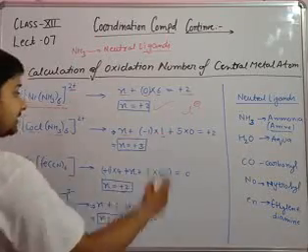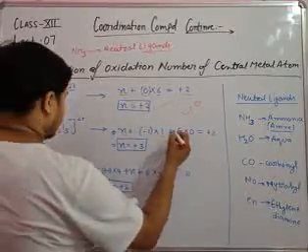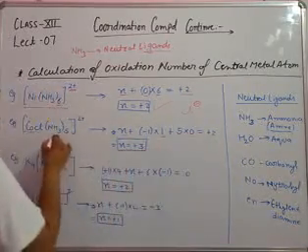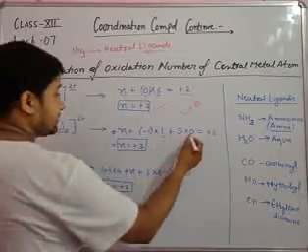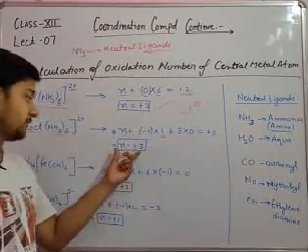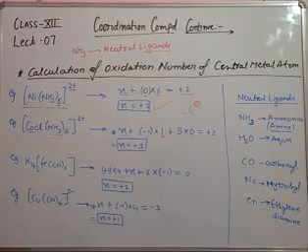So how many Cl are there? 1. Plus the next one is ammonia. The charge on the ammonia is 0. And how many ammonias are there? 5. So 5 into 0, that is this one. Now we solve this equation, and we get X is equal to +3. Kindly check it at your home.